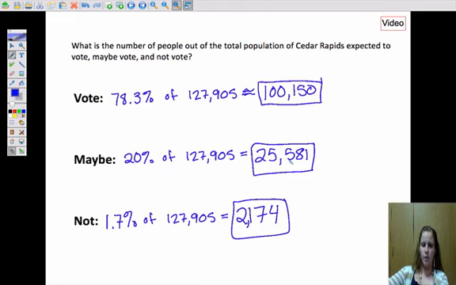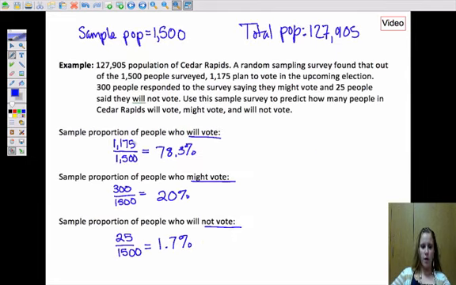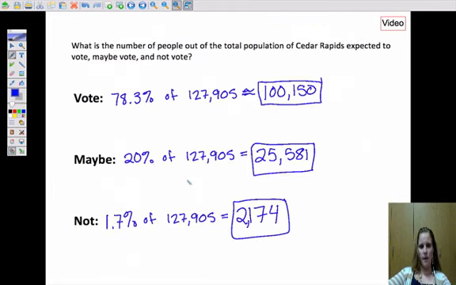So you can see what we did here is we had our sample, we created proportions within our sample: about 78% will vote, 20% might, 1.7% won't. And then we used those percentages to predict for the greater population. So without asking all almost 128,000 people, we were able to make predictions as to what the election would turn out with. And so then political analysts and all the people that handle elections can use these numbers to better prepare for elections.